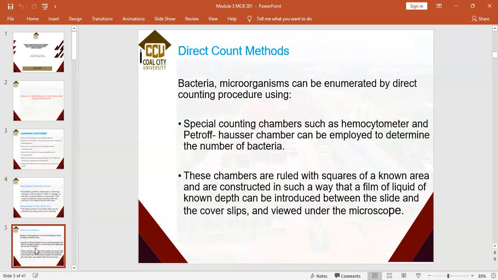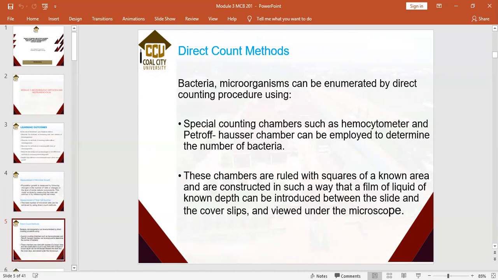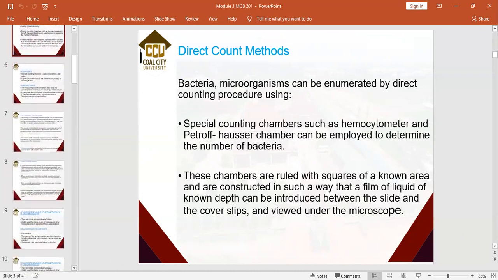Special counting chambers, such as the hemocytometer, which you have in the lab, are used to count the microorganisms. These chambers are ruled in squares of a known area and constructed in such a way. So we look at the diagram and see what the counting chamber looks like.